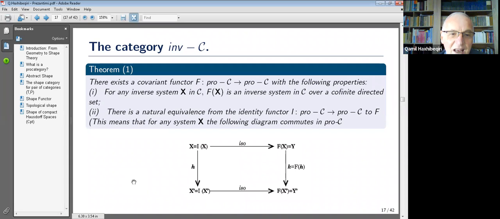More precisely, the following theorem is shown. There is a covariant functor F from Pro-C to Pro-C with the following properties. First, for any inverse system X in C, F(X) is an inverse system in C over a cofinite directed set. And second, there is a natural equivalence from the identity functor I on Pro-C to F. This means that this diagram is commutative in Pro-C. Here are the isomorphisms, and here are the morphisms h and F(h), which we denote with k.